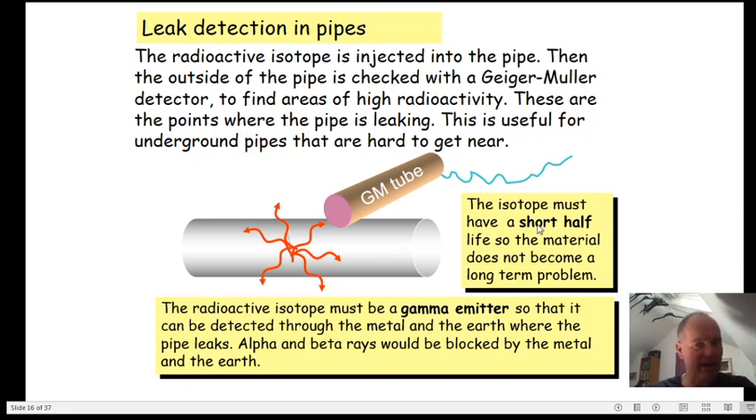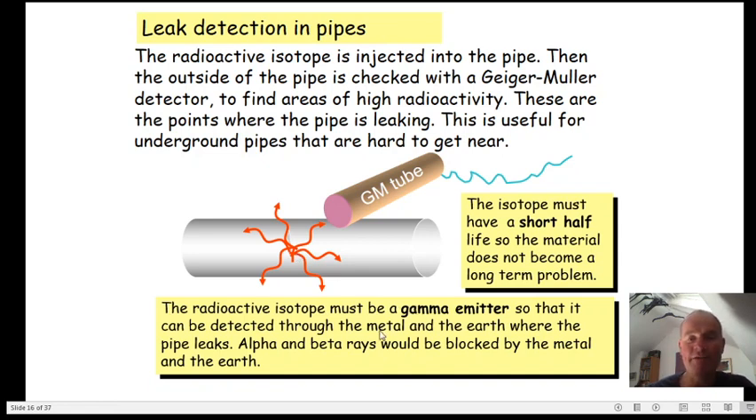Isotopes need a short half-life. Okay, so it doesn't become a long-term problem. You inject something with a half-life of maybe a few hours, that would be fine. You don't want something with 5,000 years in there, because it'll be around forever, effectively, and you wouldn't want that. But you can use short half-life materials to detect your leaks, dig up the road, get it all fixed, and then it will decay away to safe proportions.